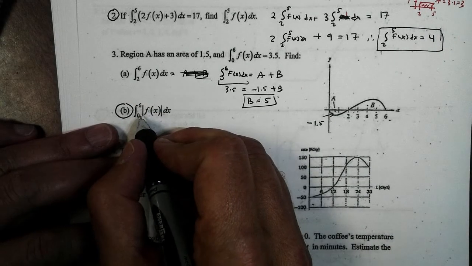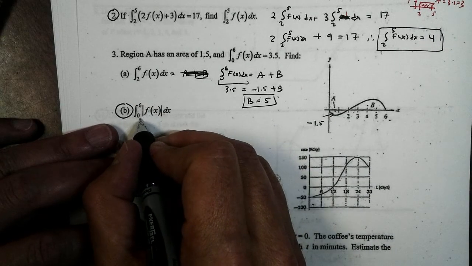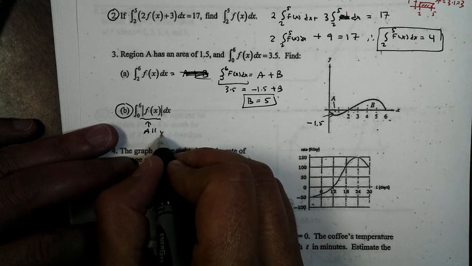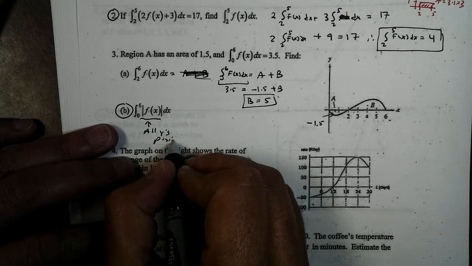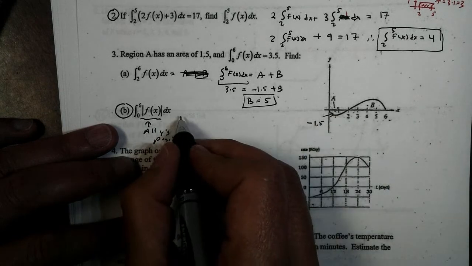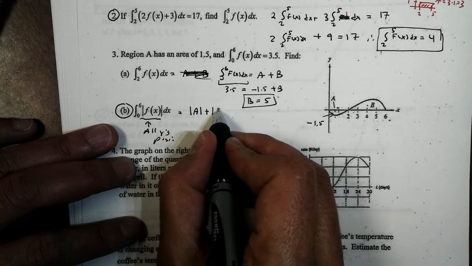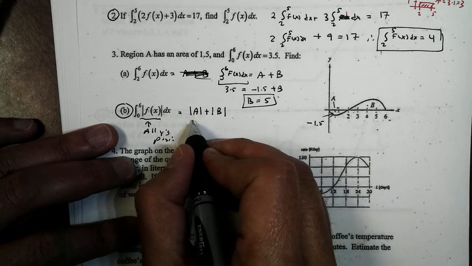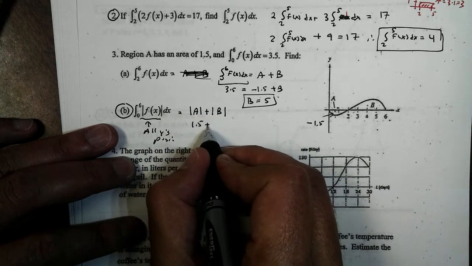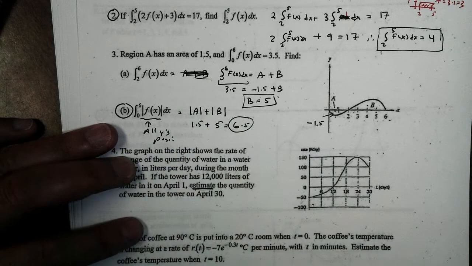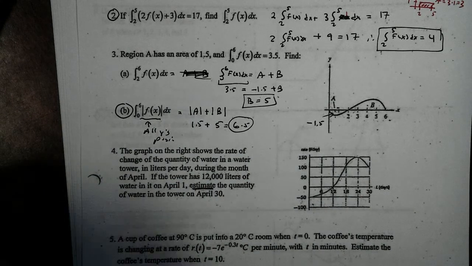Now the next one says, well, what's the area from 0 to 6? But be careful here. Remember, this says all y's positive. So anything below becomes positive. Well, that's just going to be the absolute value of A plus the magnitude or absolute value of B. So that becomes 1.5 plus B, which is 5. I get 6.5. Very easy to do these. All right, these are fun, man.